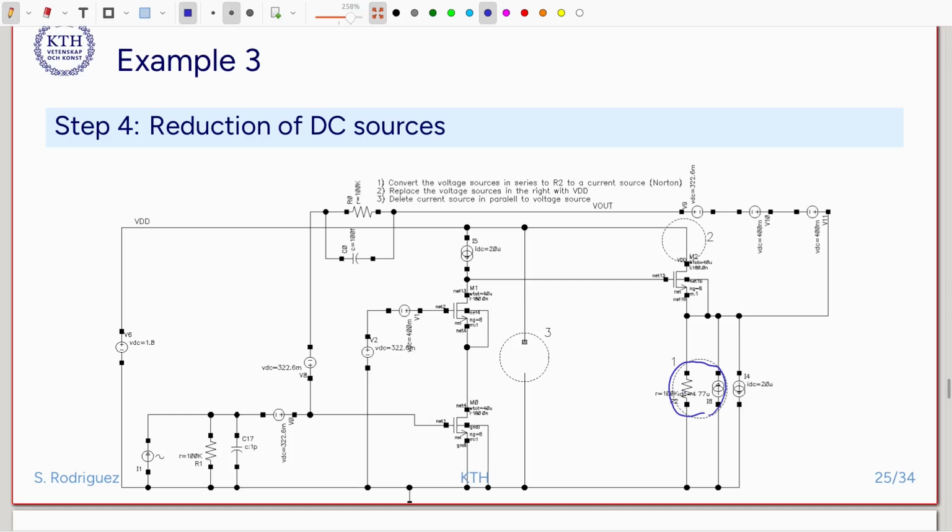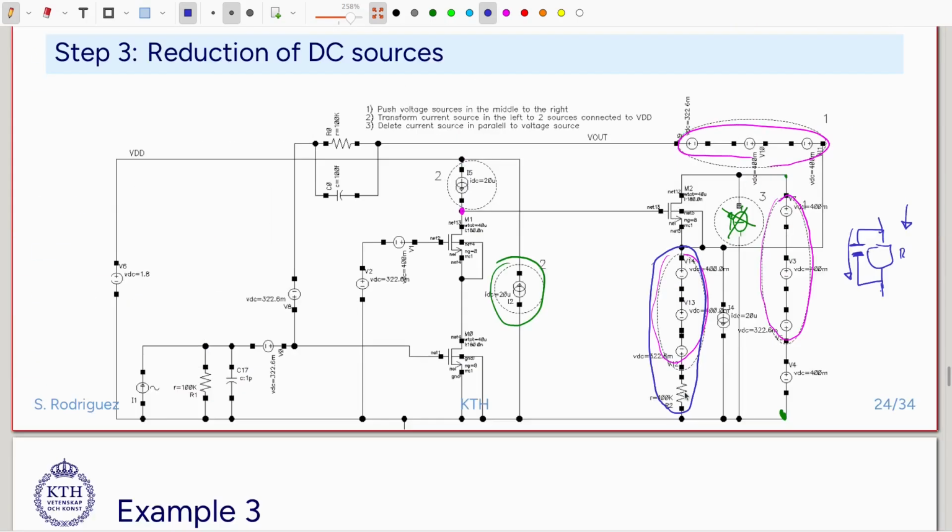Then I will replace the voltage source on the right with VDD. Now at this point it is clear that the voltage source here is the largest. When I add these voltage sources, this will be the largest voltage that I have in my circuit, and this will be the minimum that I will need to put in VDD.